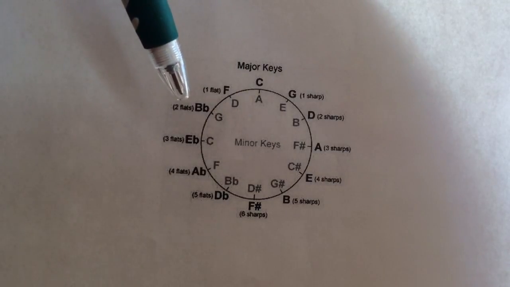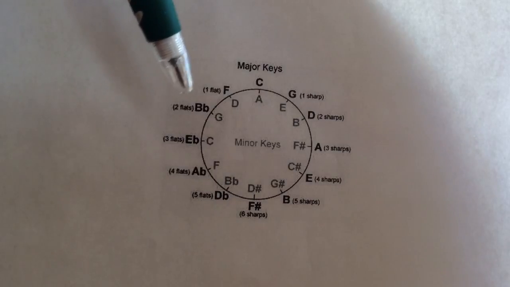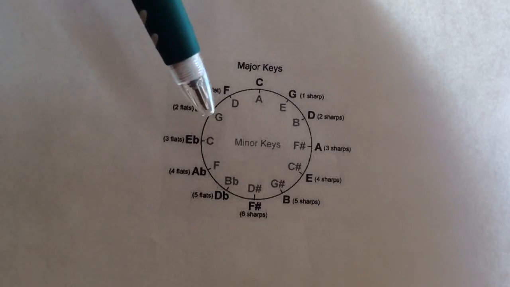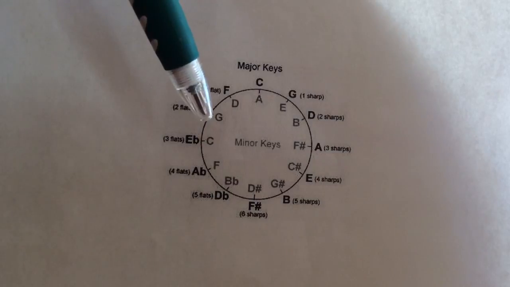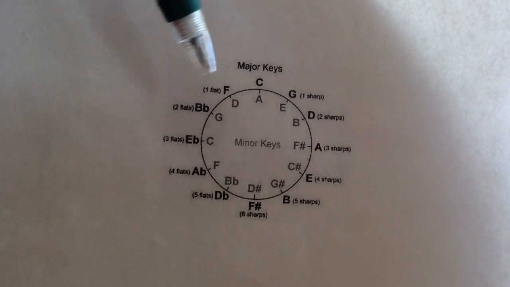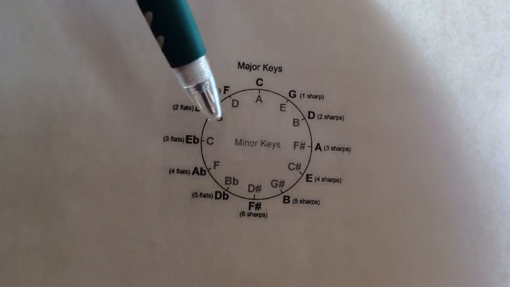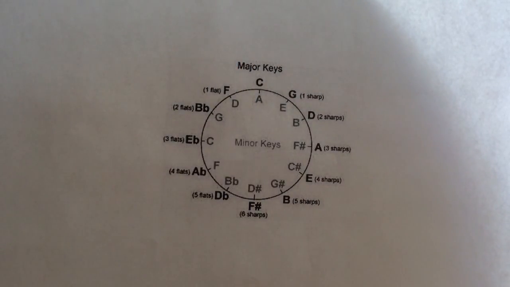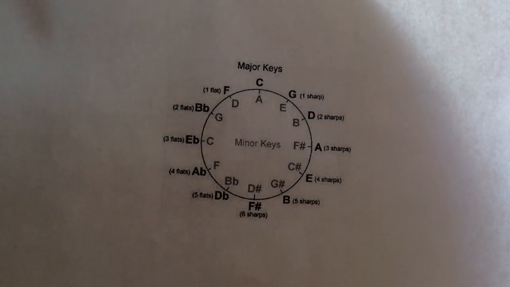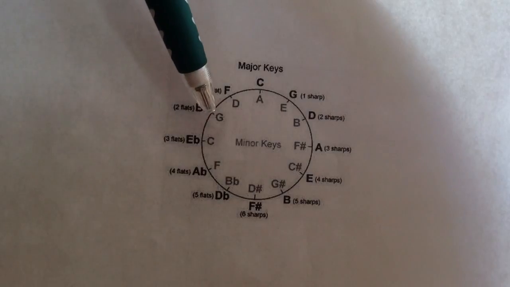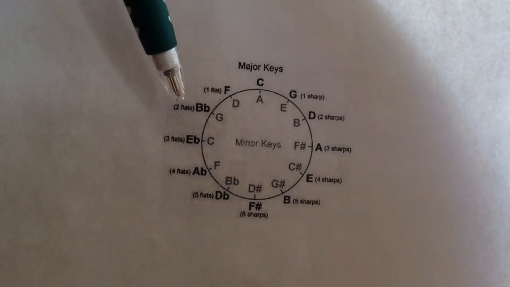So if we are in Just a Closer Walk with Thee in the key of B flat major on the outside, the inside of the circle shows the minor, and the relative minor of B flat major is G minor. The reason that B flat major has a relative minor is because they share the same key signature.